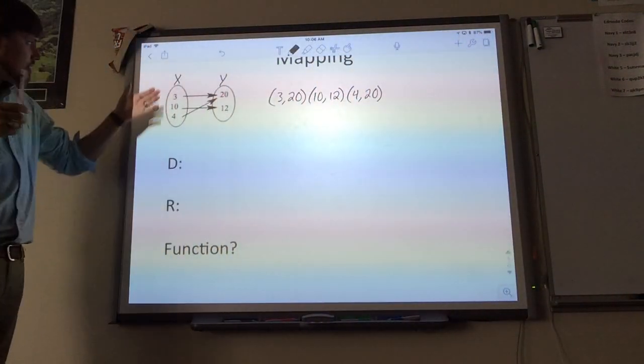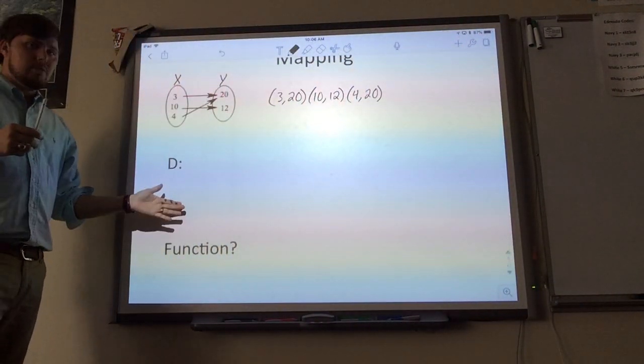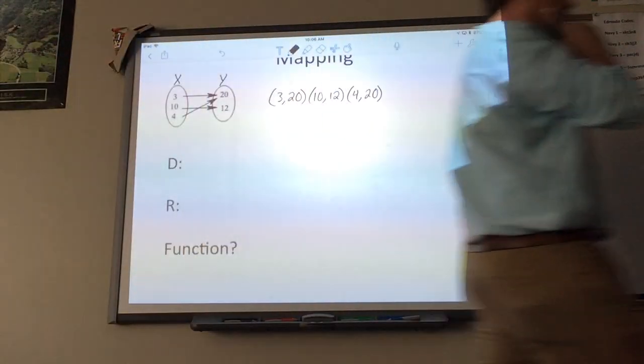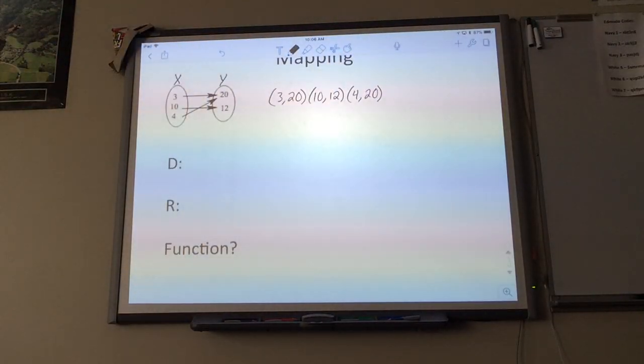Okay, our domain is all of our x's, our range is all of our y's. So domain is just 3, 10, 4. That should be a bracket. And our range is 20, 12, sorry.